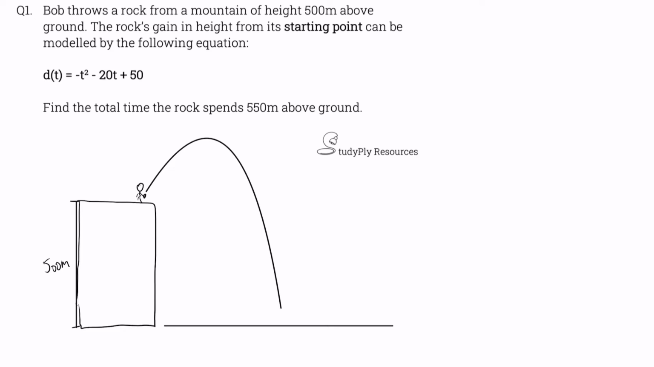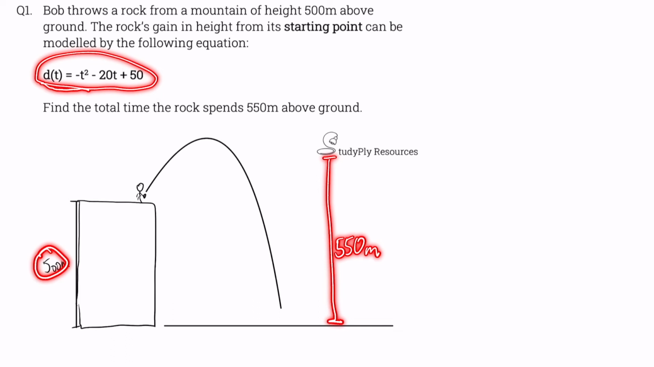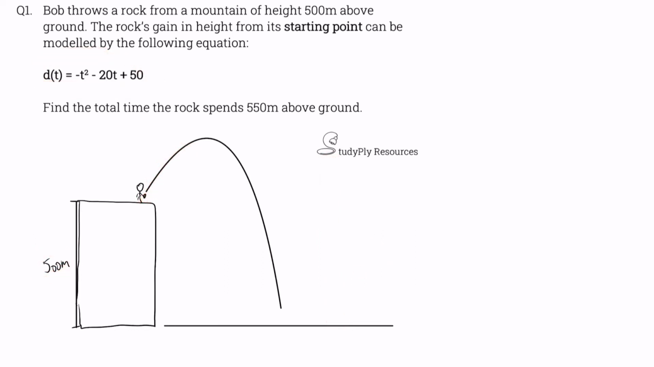So we need to figure out 550 meters above ground. That's from here to around here, for example. That will be 550 meters. Now, the equation tells us the gain in height from the starting point. The starting point is right here. It's already 500 meters above ground. So we need to find the difference between 550 meters and 500. Because, again, this equation is the gain in height, and we just need to gain 50 meters more from the starting point in order to reach 550 meters above ground.